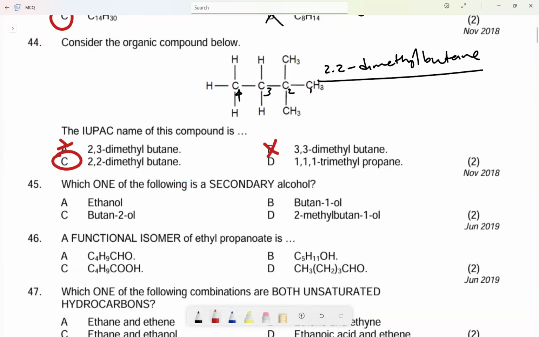3,3 is incorrect, because you need to prioritize giving the substituent or the branch the smallest possible number. Okay? Very, very good. Remember this, it is not a branch. It is part of the longest chain. You can do it like this, and you will see that it is not a branch. How interesting is that? Then, this is also incorrect.